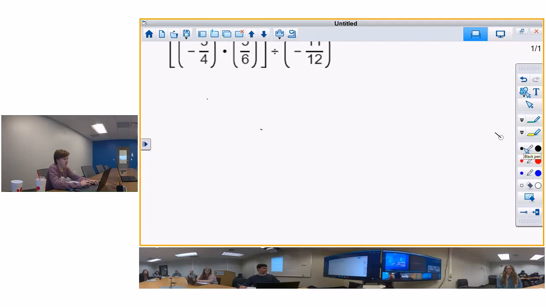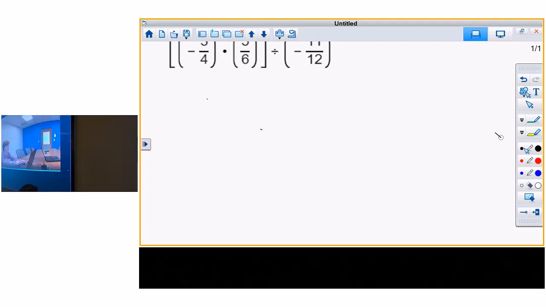So, let's do that. I wish it would quit doing that. Let me pull it down a little bit so y'all can see it.